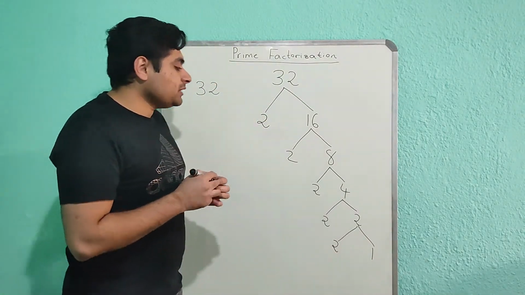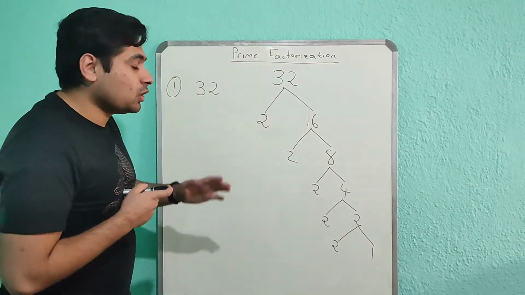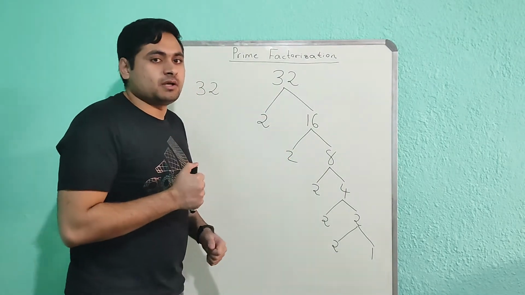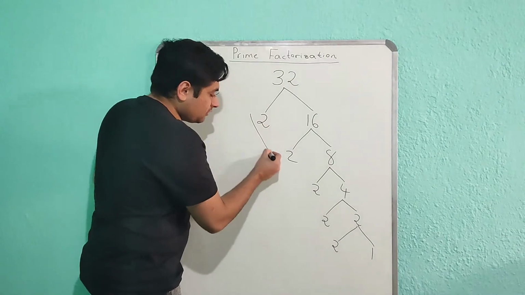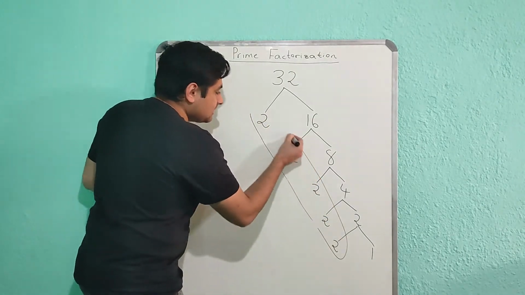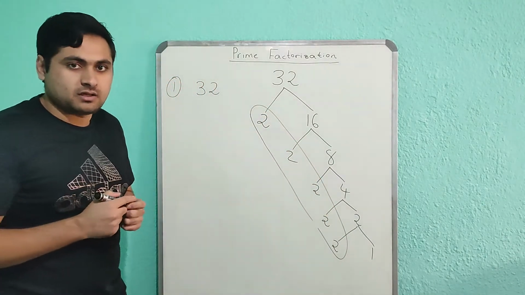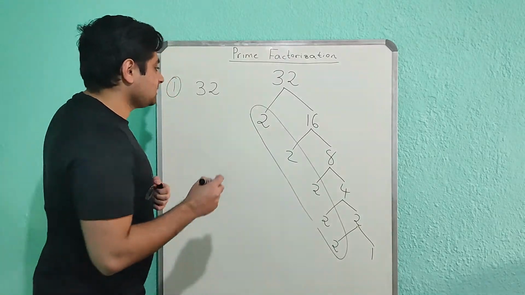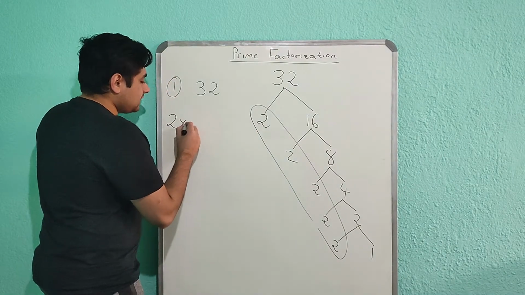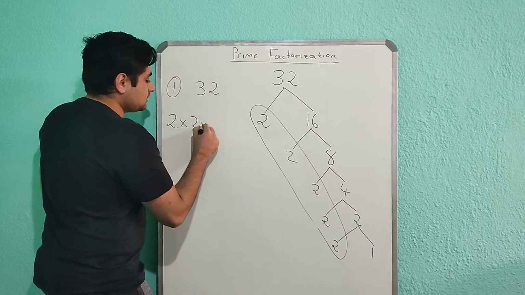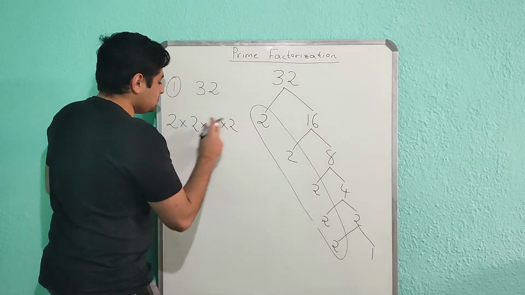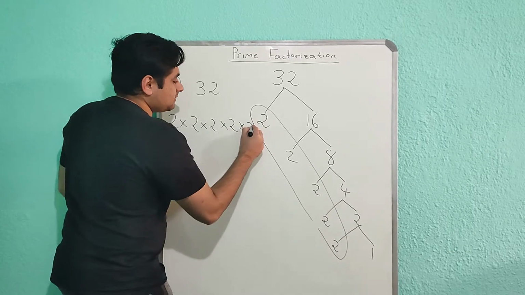So the moment you reach 1, you know that you need to stop at that point. So now what are your prime factors? All the numbers that you see on this side, these are all your prime factors, right? So you need to write them in terms of 2 times, how many are there? 1, 2, 3, 4, 5. 2 times 2 times 2 times 2 times 2.